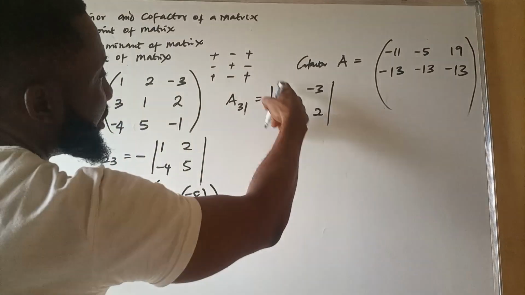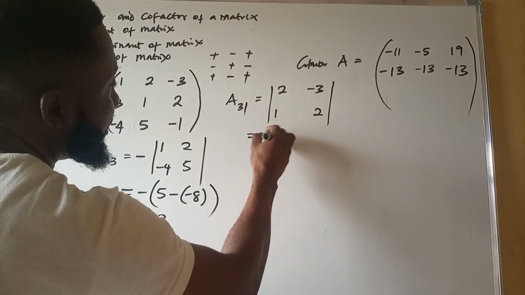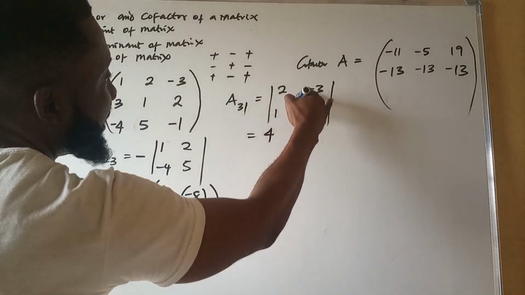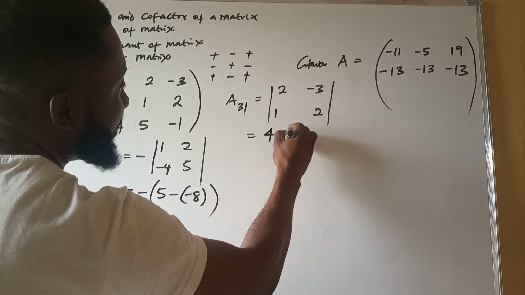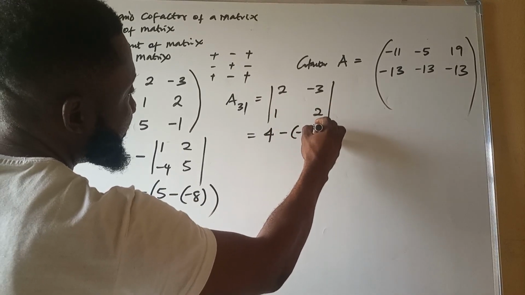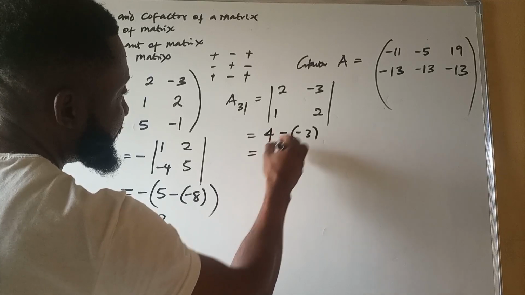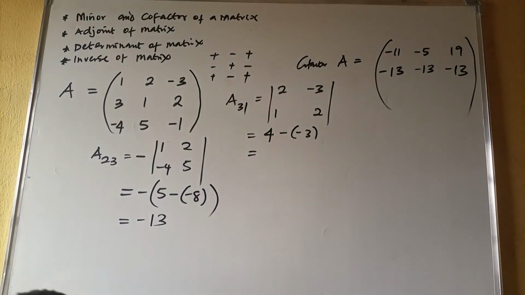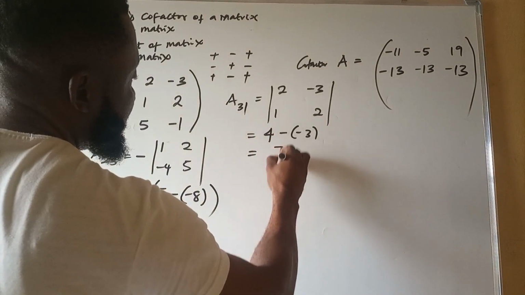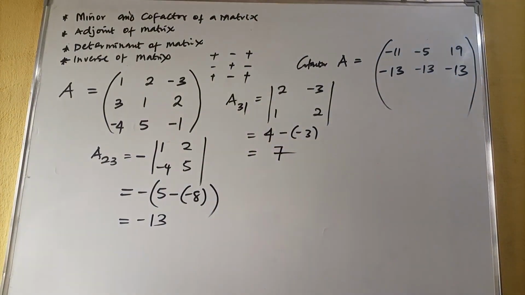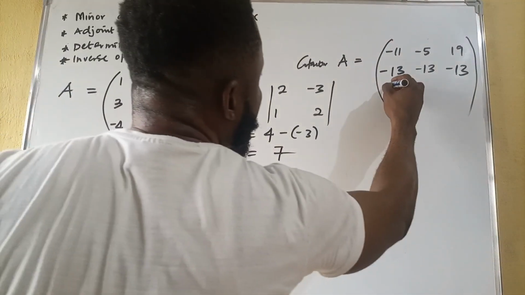So we're going to multiply. 2 times 2 is going to give us 4. And minus 3 times 1 will give you minus 3. Since we are subtracting, it's going to be minus 3. And this is going to give us 4 plus 3, that's going to give us 7. So we come to this point, we're going to put 7 here.